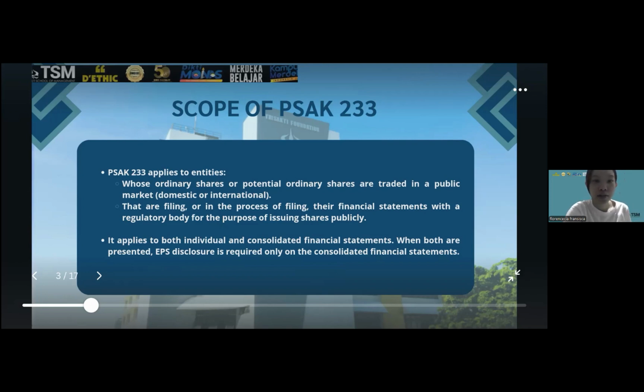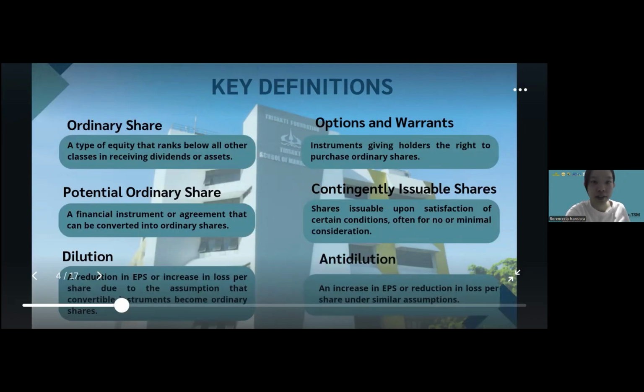So, next, we will learn about the key definitions, or important words that we need to be familiar with before moving on, which is ordinary share. An ordinary share is the basic kind of share with rights to company profits after other shareholders. Next is the potential ordinary share, which is something like an option or convertible bond that can become an ordinary share. And there's dilution, which happens when EPS goes down because more shares might be added.